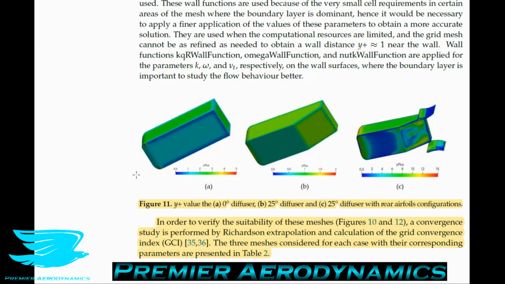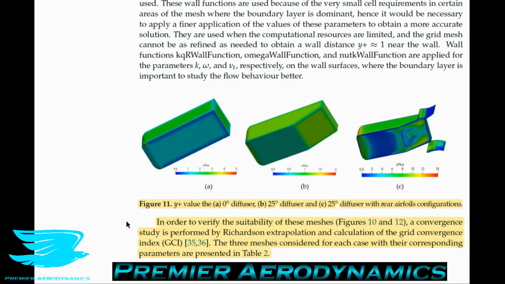So in addition to the Y+, they look at the mesh independence. They say in order to verify the suitability of these meshes, so they have these armored bodies, but they use 3 different mesh resolutions. They say a convergence study is performed by Richardson extrapolation and calculation of the grid convergence index.